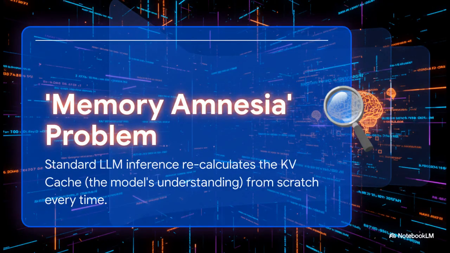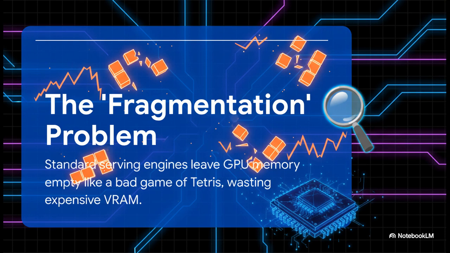So the first big problem, you can think of it as memory amnesia. Every single time a user sends a query about a document, the model reads and processes that entire document from scratch. It's like it has zero short-term memory. It forgets the work it just did a second ago and does the exact same expensive work over and over and over again.